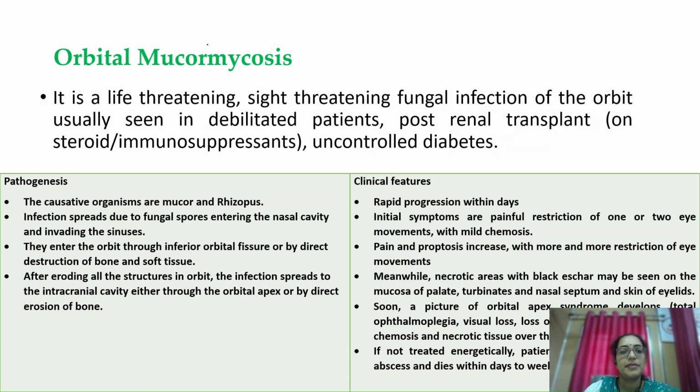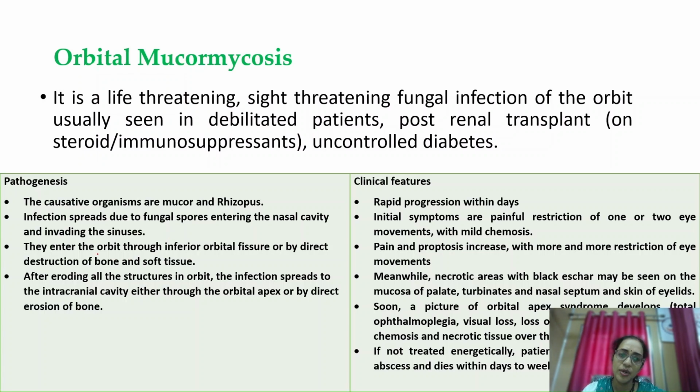So let's move on to orbital mucormycosis. It is a life-threatening, sight-threatening fungal infection of the orbit, usually seen in debilitated patients, post-renal transplant on steroids or immunosuppressants, and who have uncontrolled diabetes. So the pathogenesis: it is almost considered as a commensal within the nasal cavity and the sinuses, and the infection spreads due to the fungal spores that invade the tissues. So this invasion requires some amount of immunosuppression from the host side.